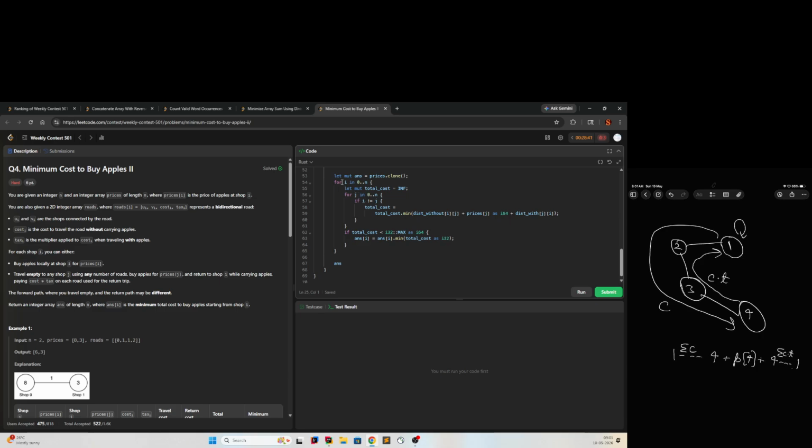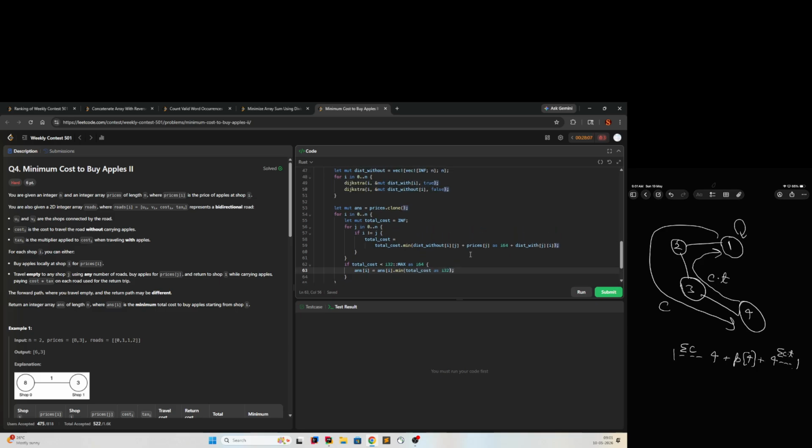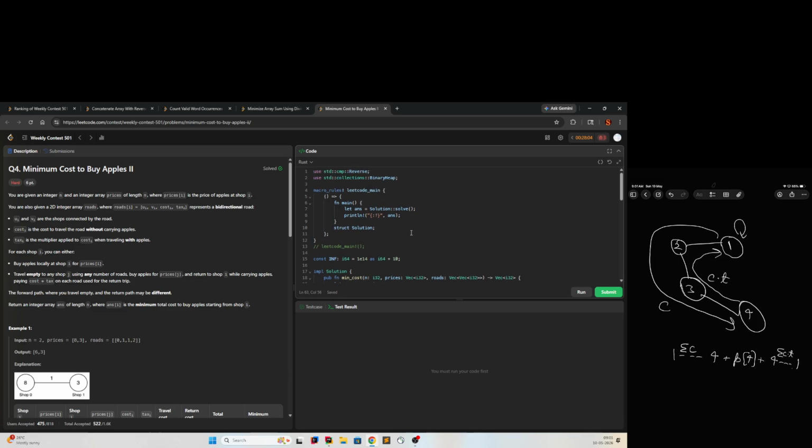Instead of declaring the answer as an empty array, I declared it as a clone of prices. Then I start with each node. The total cost is like the answer for node i. I first initialize it with infinite, and for each other node j, with i not equal to j obviously, we find the total cost: distance without from i to j, we buy at j, and then distance with from j to i. Then we see if it fits in i32, only then we consider taking its minimum with the price. So that is the idea for the fourth problem.